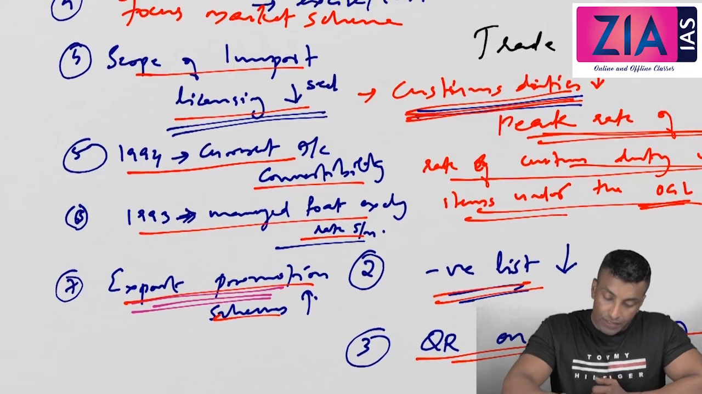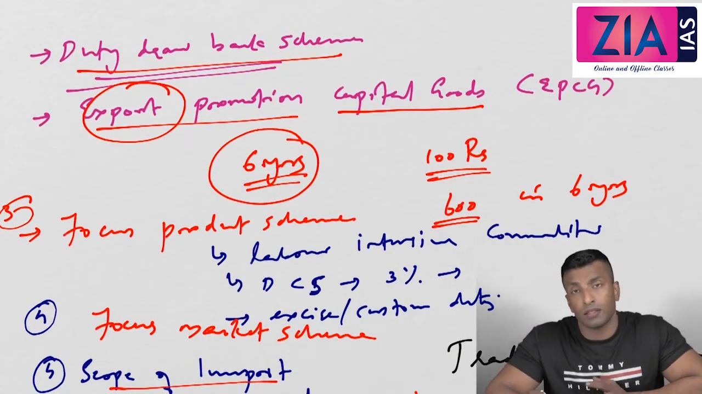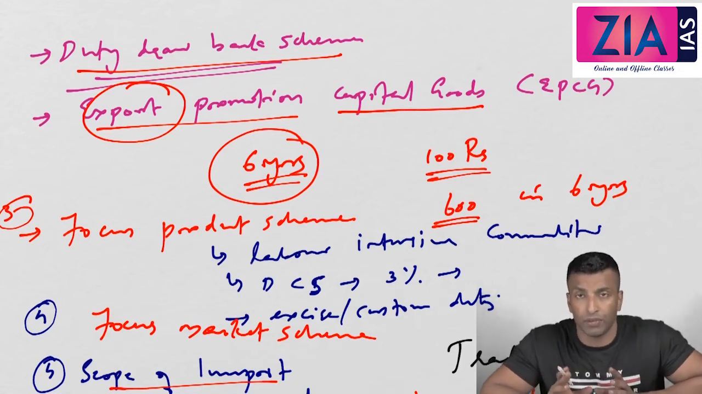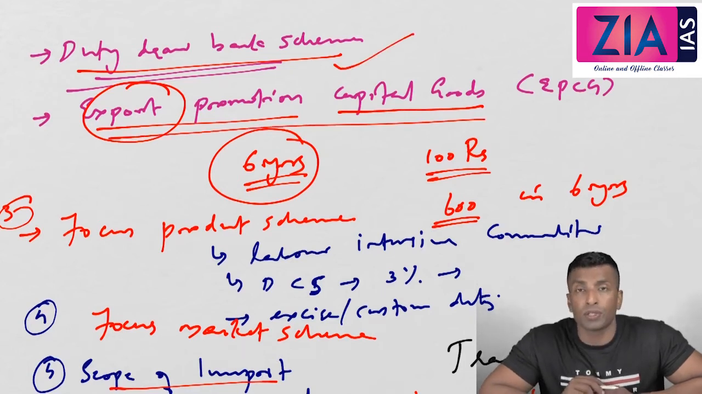Export promotion schemes, we have seen the schemes here. Duty drawback scheme, under which some of the customs and excise duty paid by the exporters will be reimbursed. Export promotion capital goods scheme.